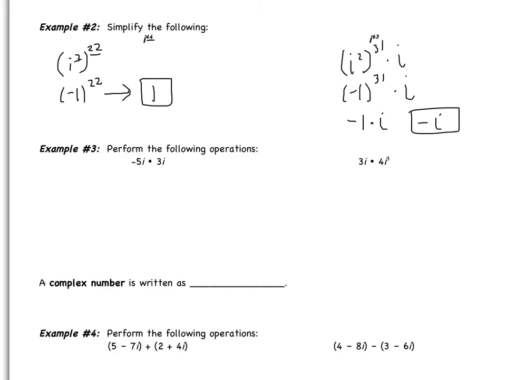Okay, we're going to continue to perform operations. I'm going to do the example on the left. You're going to do the one on the right. So -5 multiplied by 3 is -15. i multiplied by i is i squared. But I know that i squared is just -1. So this is -15 multiplied by -1, which is +15. Okay, right now, pause the video and try the next one on your own, please.